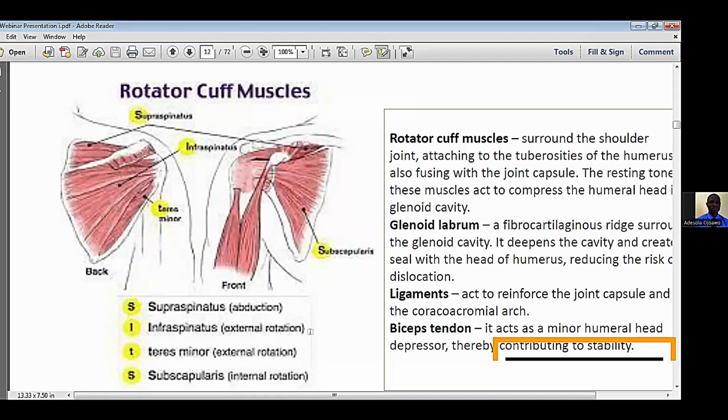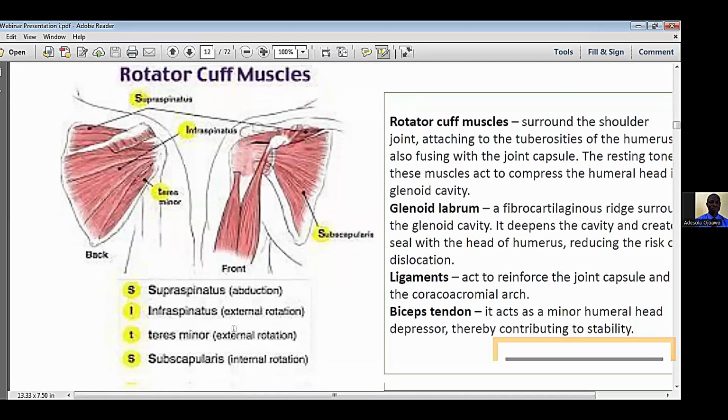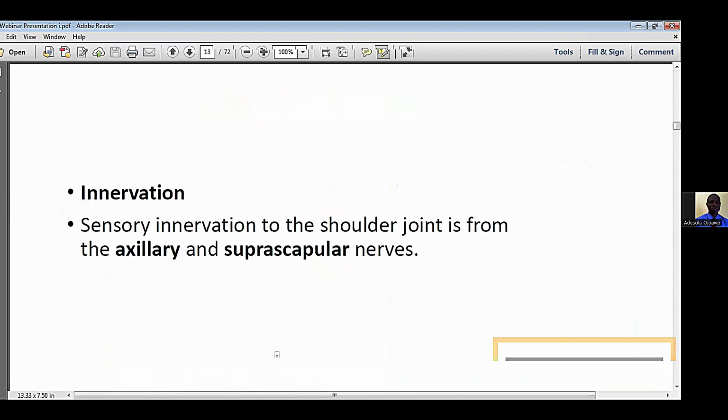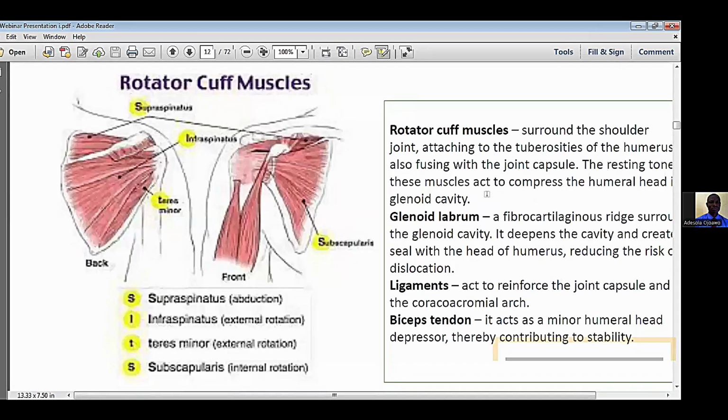Infraspinatus, responsible for external rotation. Teres minor, responsible for external rotation as well. Then subscapularis, that is internal rotation. All those ones were what we have at least here.